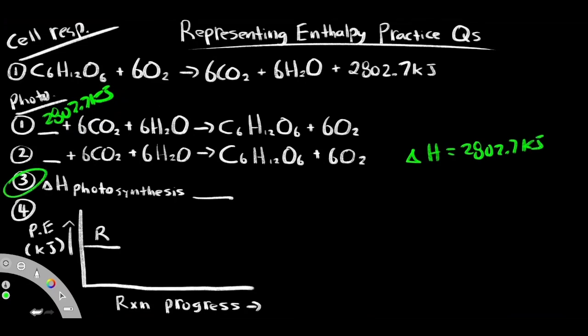Next, we have methodology number 3, delta H photosynthesis. This is the molar enthalpy. So this is the exact opposite of cellular respiration. It's going to be taking in this much energy for every mole of glucose being formed. Again, it's staying as positive because it's endothermic per mole of glucose being formed. It's the exact opposite of the cell respiration.